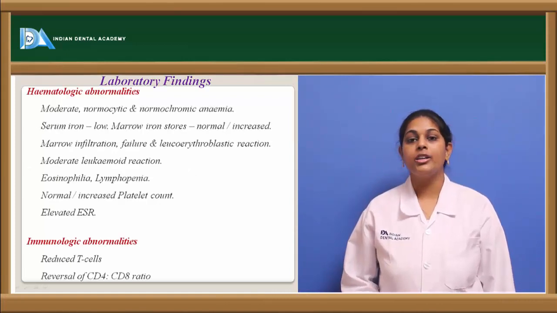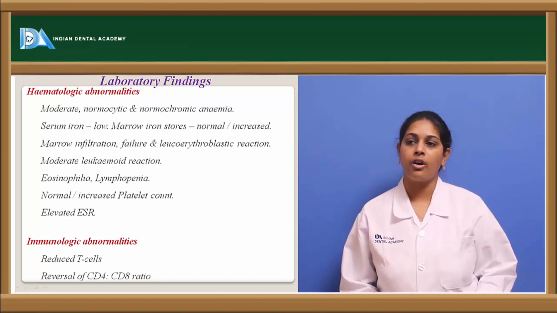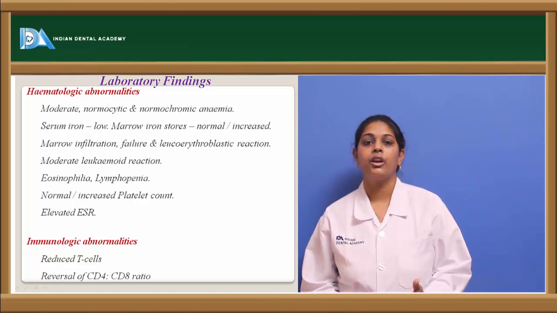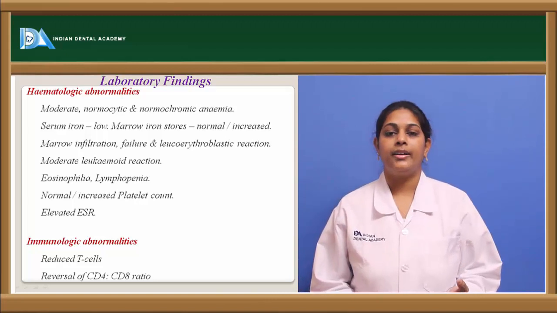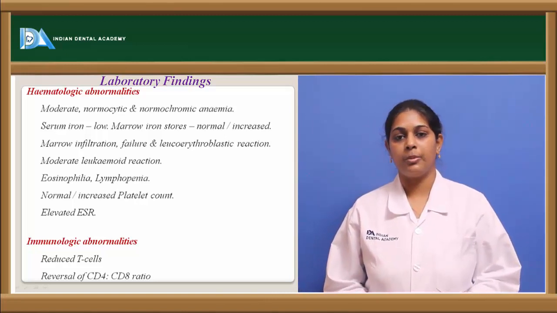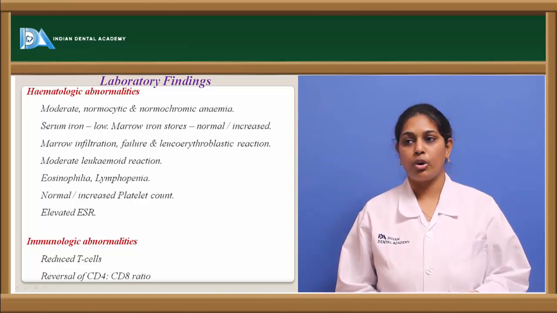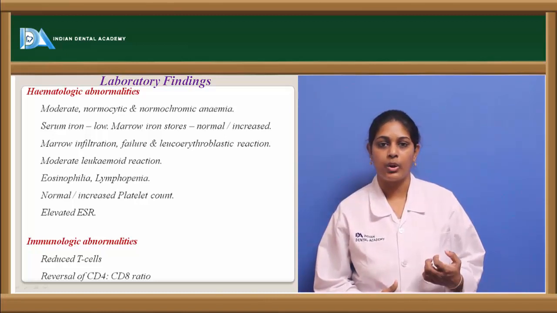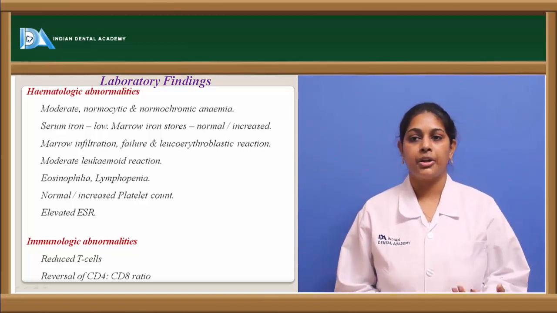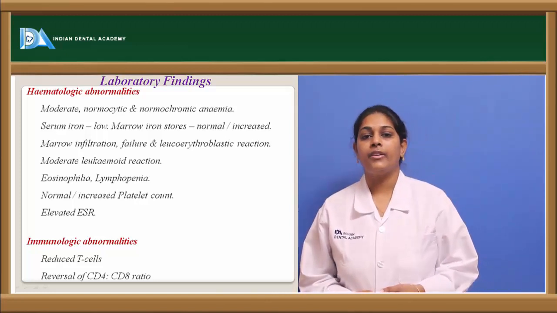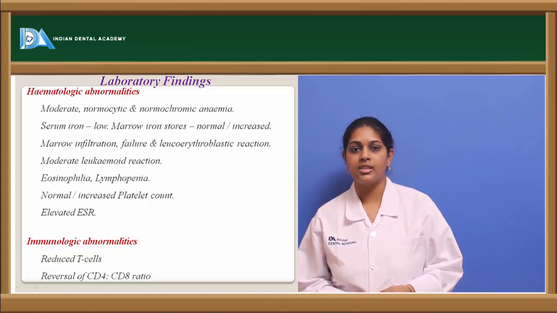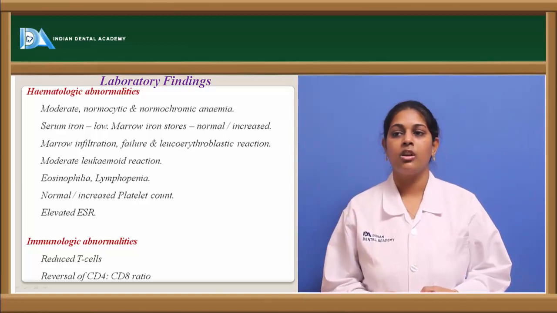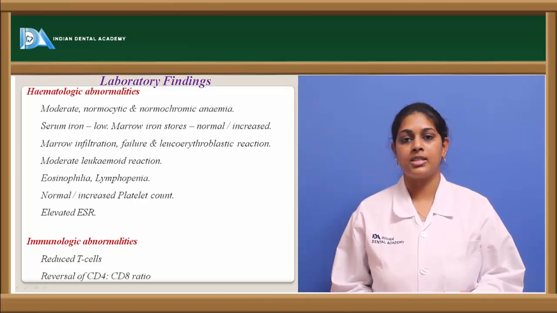Then coming to the laboratory findings, other than the general histopathological findings, we also require the patient to undergo certain hematological investigations. On blood examination, the patient presents with a moderate normocytic normochromic anemia. In the measurement of serum iron levels, we see that it is very low, whereas the marrow iron stores are usually normal or otherwise increased. Other than that, marrow infiltration can also be seen, since lymph nodes have a property to drain into adjacent structures. So we see marrow infiltration with these neoplastic cells.